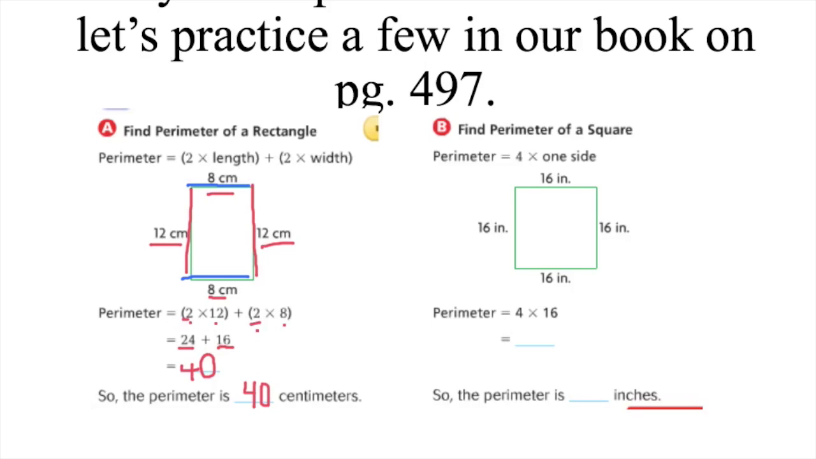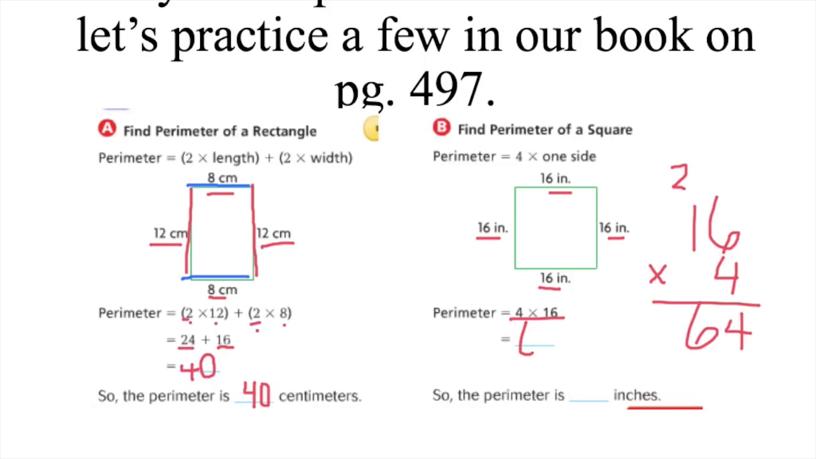If we're looking at the perimeter of a square, I know a square is a four-sided figure with right angles that has all of the same sides. So I can certainly add 16 plus 16 plus 16 plus 16, or I could think, what is 4 times 16? And when I do that, it is 64. So the perimeter of this shape is 64 inches.